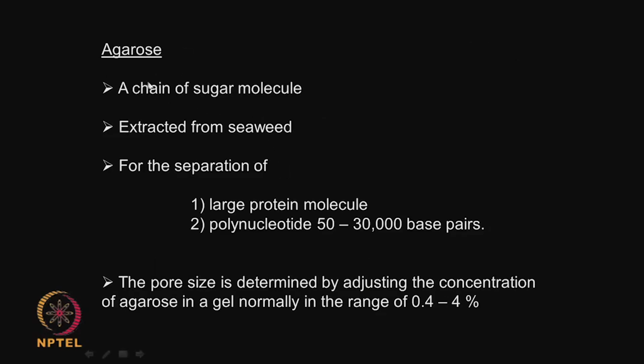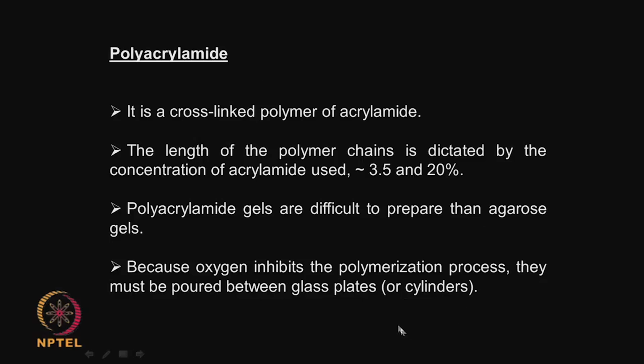What is agarose? It is a chain of sugar molecules. It is extracted from seaweeds. It is very good for separating large proteins and polynucleotides, 50 to 30,000 base pairs. The pore size is determined by adjusting the concentration of agarose in the gel. Normally, it is in the range of 0.4 to 4%.